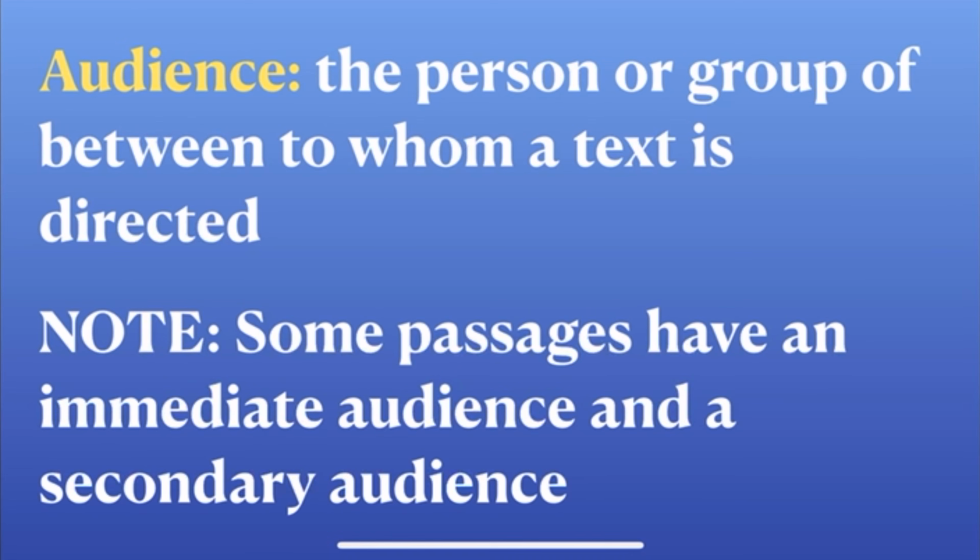We also need to consider the audience. So that's going to be either a single person or a group of people to whom the passage is addressed. And if it's a speech or a letter, usually there's a very clear audience. If it's an article, you have to kind of infer who the audience is. It's also important to remember that some passages, though not all, have sort of like two audiences. So there might be the direct or primary audience, and then there might be a secondary audience.